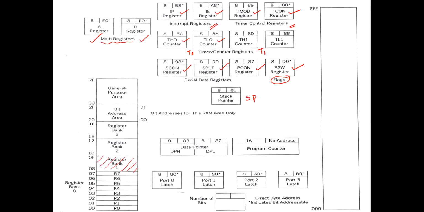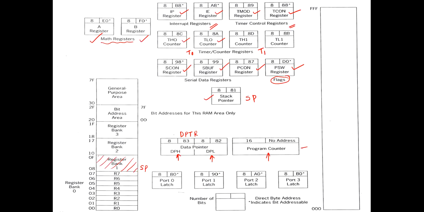So the register pointing to this area is SP. This is your stack pointer register. And to access external memory, we have the data pointer register, which we call DPTR. That is split into DPH, data pointer high, and DPL, data pointer low. And we have the program counter.